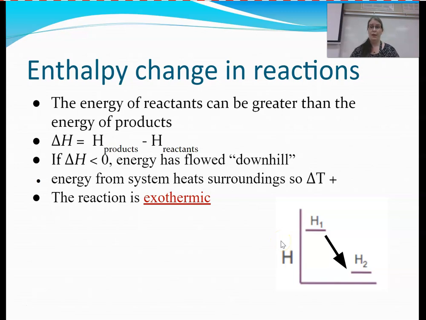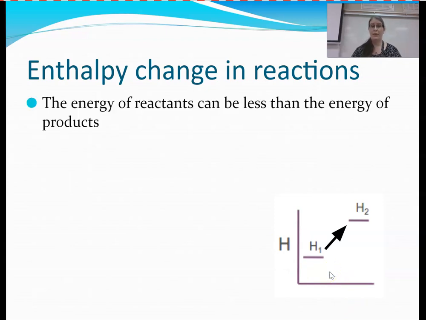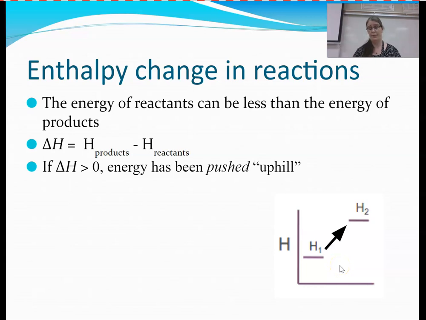This is what we saw in our magnesium and hydrochloric acid. It was exothermic. Our other situation then is what we saw with our citric acid and sodium hydrogen carbonate. The energy of the reactants is less than the energy of the products. So our delta is positive. This means that energy has had to go uphill.